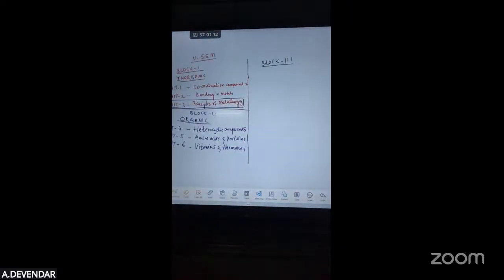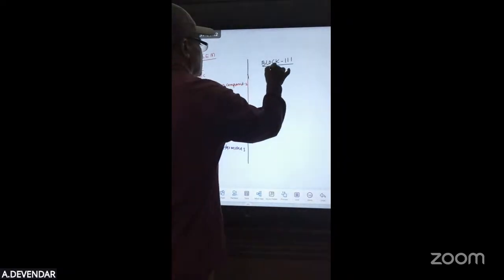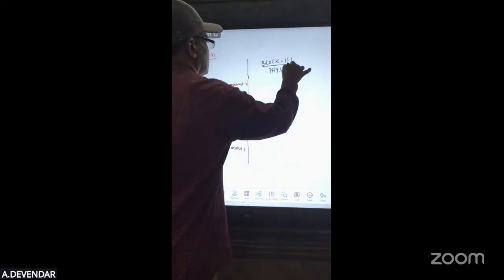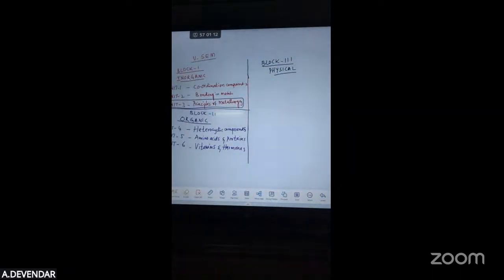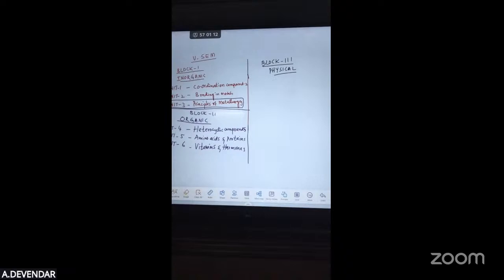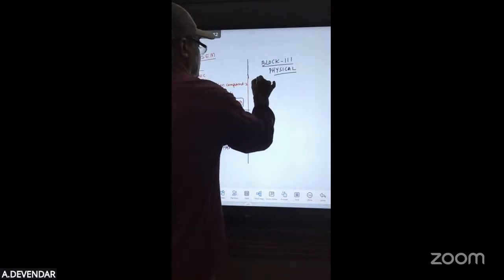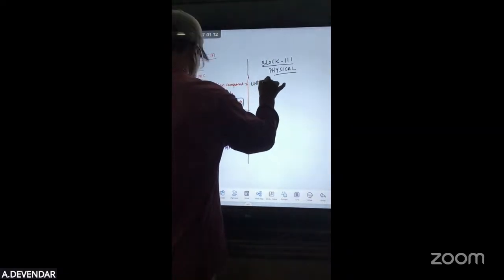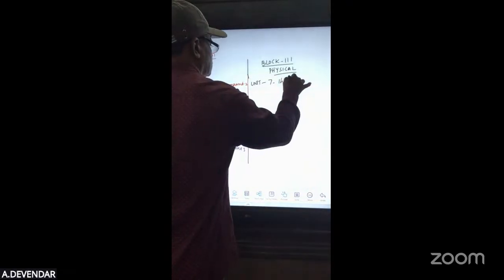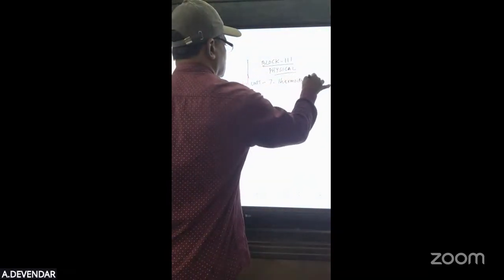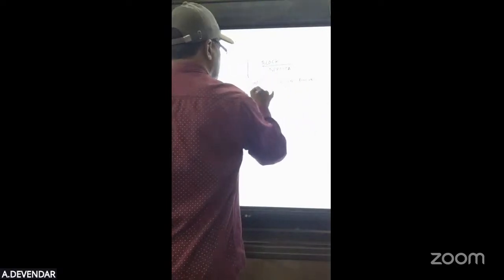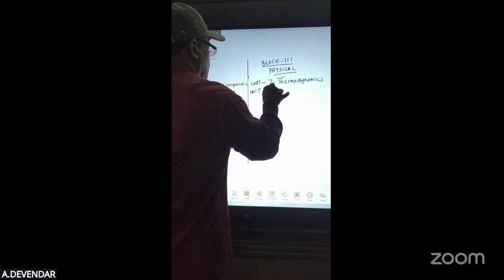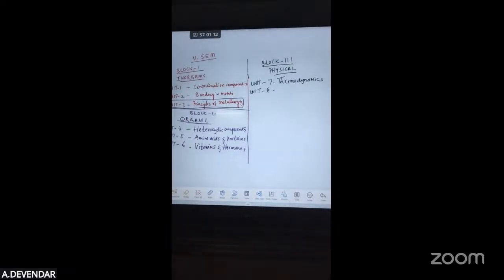So this block is the physical chemistry. Now we have the physical part in this. First is thermodynamics. Particularly, it is already a continuation of the fourth semester. Thermodynamics one is there. Here the continuation will be thermodynamics, that is thermochemistry. Unit 7, thermodynamics. Unit 8 we have electrochemistry.